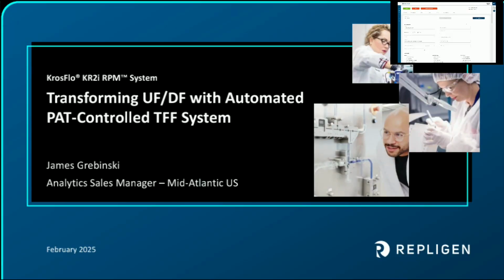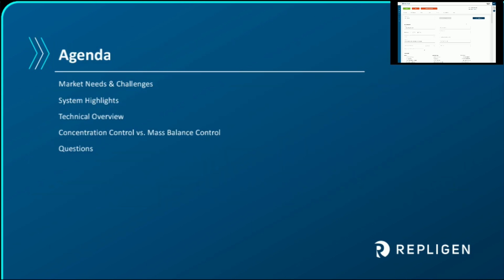So again, as I mentioned, I will talk about how we transformed the UFDF process with an automated PAT-controlled TFF system, which in this case will be our KR2i RPM system. For the quick agenda here for the next few minutes, I will talk about market needs and challenges, some system highlights, a technical overview, and then I'll talk about concentration control versus mass balance control, which is basically the big differential between incorporating the Flow VPX into your TFF system. Lastly, there are questions.